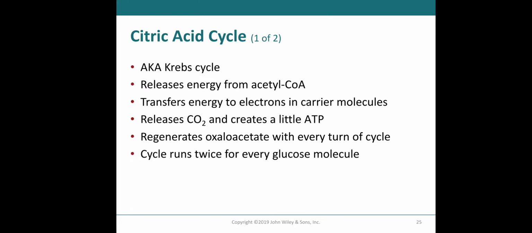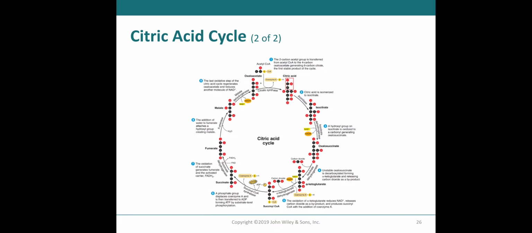Each cycle will run twice for every glucose molecule because one acetyl-CoA enters the cycle at a time. That means the cycle is running for 1 glucose molecule, which has 6 carbons, and it will end up with 2 acetyl-CoA molecules, and each acetyl-CoA will enter one at a time into the citric acid cycle. So what is this cycle? It's a cyclic reaction.